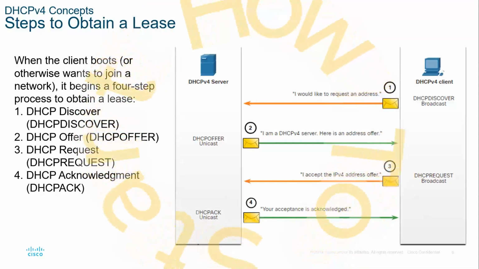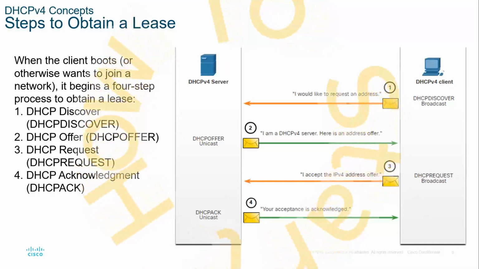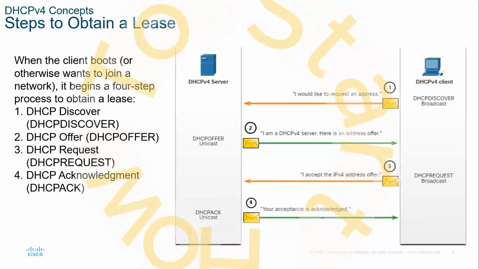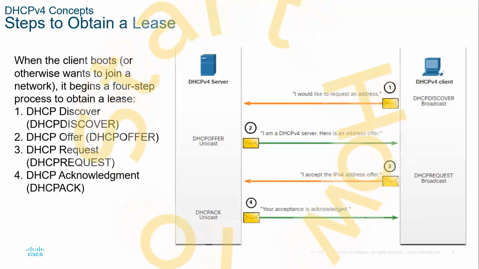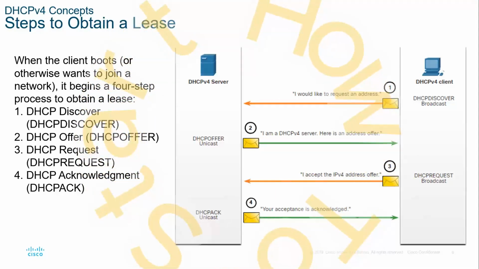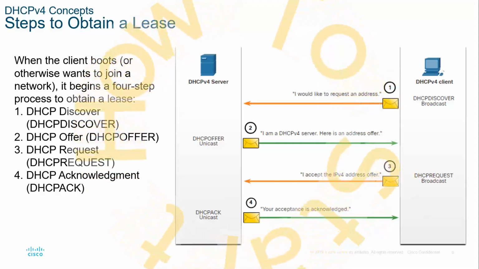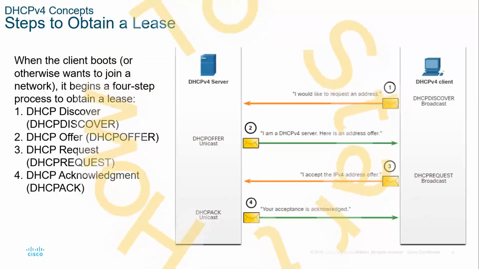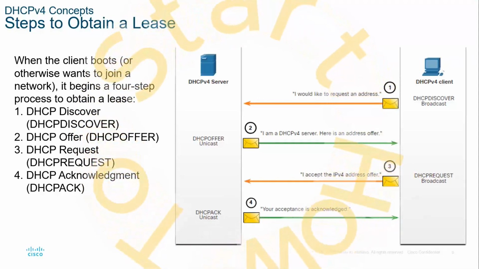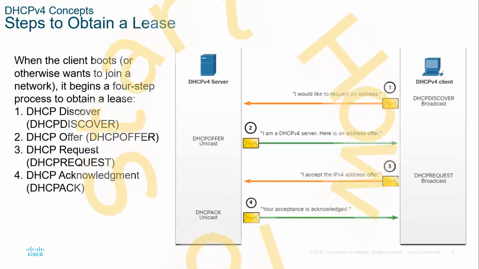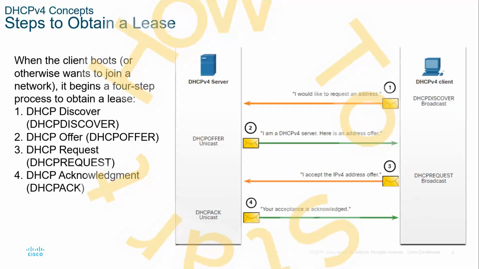The client will then send a DHCP request as a broadcast, accepting the offer. The server will accept the request and then send an acknowledgement, acknowledging the acceptance of the DHCP request. That last one is a DHCP acknowledgement, sent as a unicast from the server back to the client. That is DORA. That is how a client requests an address.